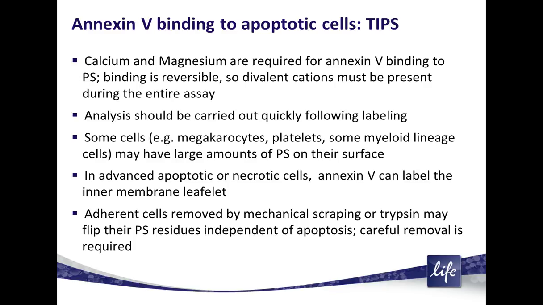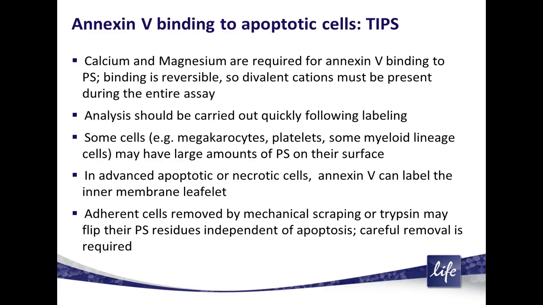Some tips on using annexin. Calcium and magnesium are required for annexin binding. This binding is reversible, so it does need to be present throughout the entire assay. Analysis should be carried out quickly, usually within an hour, and the sample should be kept on ice until acquisition. Some cells, such as megakaryocytes and platelets, and some myeloid lineage cells may have large amounts of phosphatidylserine on their surface. That's just something to be aware of.